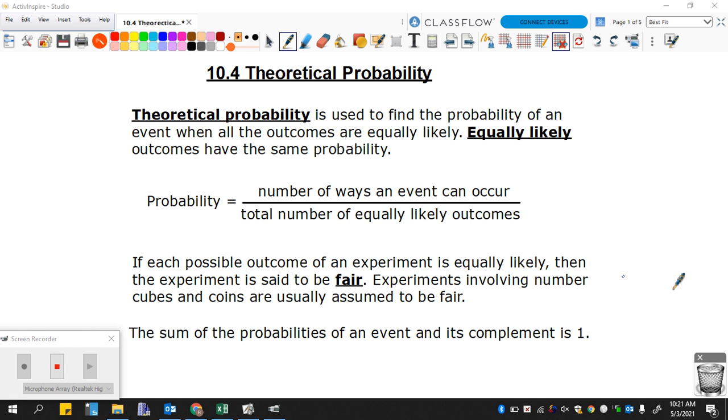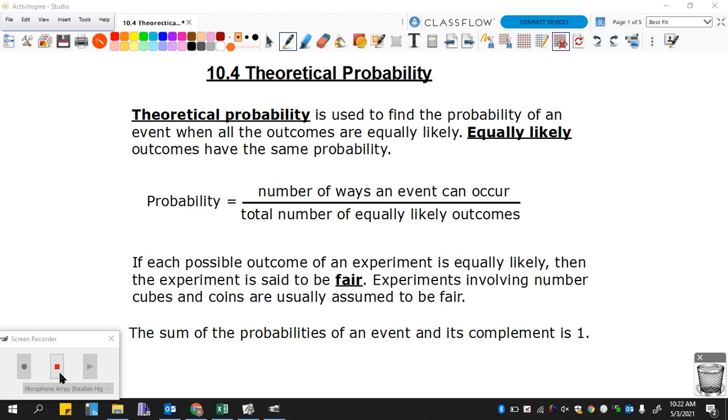So probability, remember, is the number of ways an event can occur over the total number of equally likely outcomes. That means that each outcome is fair, or equally likely to occur. Some examples are using number cubes and coins, flipping coins or whatever.